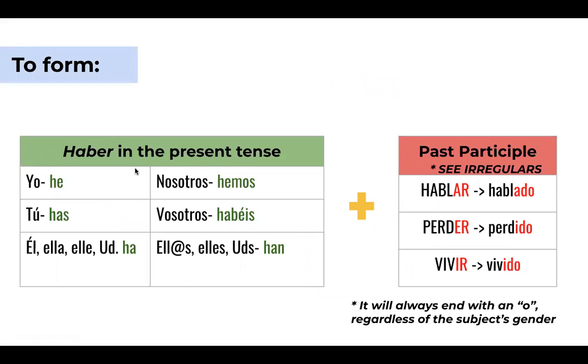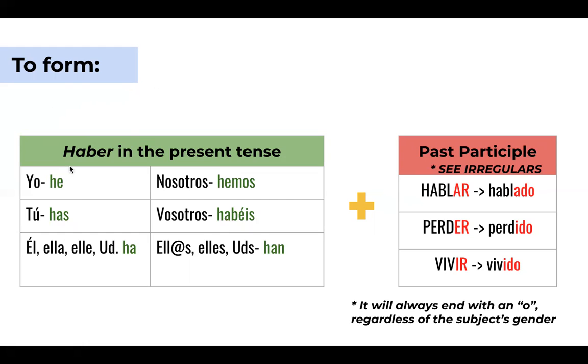So, para formar el pretérito perfecto en español, tenemos el verbo haber, okay? En el presente, haber en el presente, right? Conjugated, it is yo he. Remember, for all of these verb forms of haber, the H is going to be silent, right? Remember, in Spanish, we don't pronounce the H when it is the first letter of a word. So, yo he, tú has, él, ella, usted ha, nosotros hemos, vosotros habéis, ellos, ellas, ustedes han.